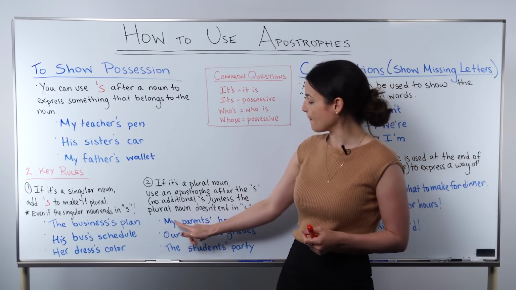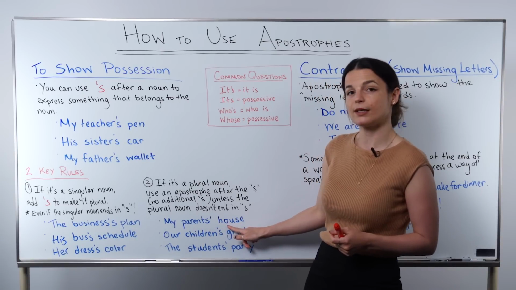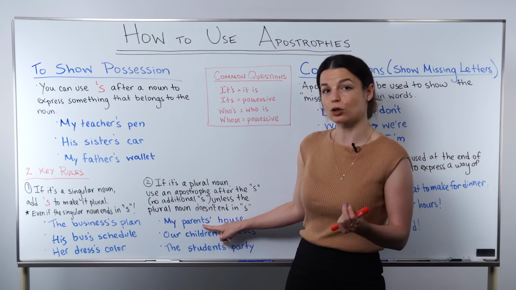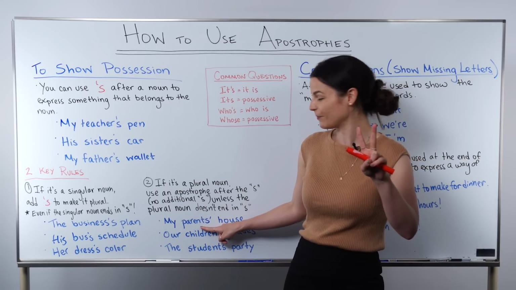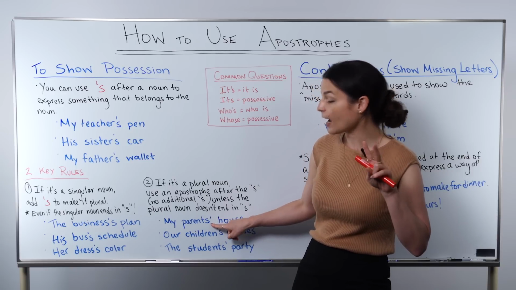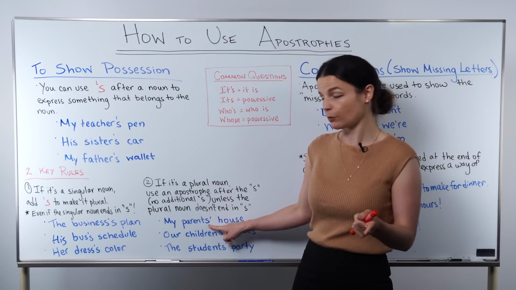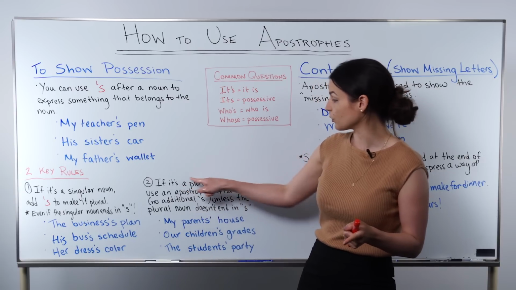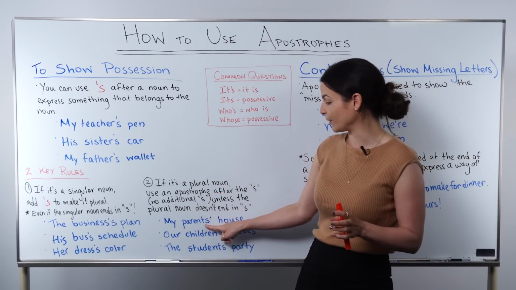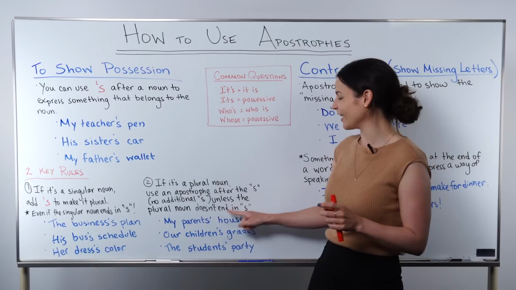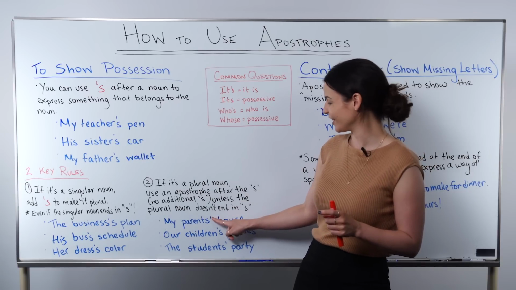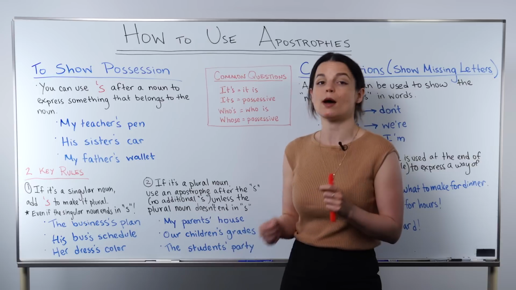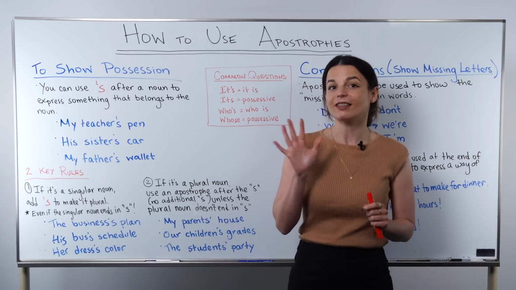So first one, my parents' house. In this example, my parents is the noun. This is the plural noun, two people, parents, right? And we have an apostrophe after the S. In this situation, there's no extra S after this because it follows this rule. So the plural noun, parents in this case, just gets an apostrophe here like this, okay? So my parents' house, this shows the house that belongs to my parents, okay? Let's look at the next example.